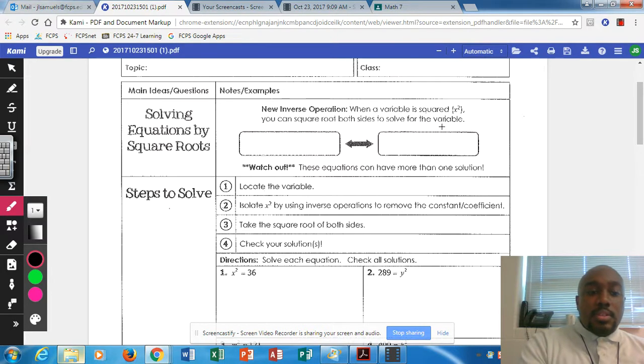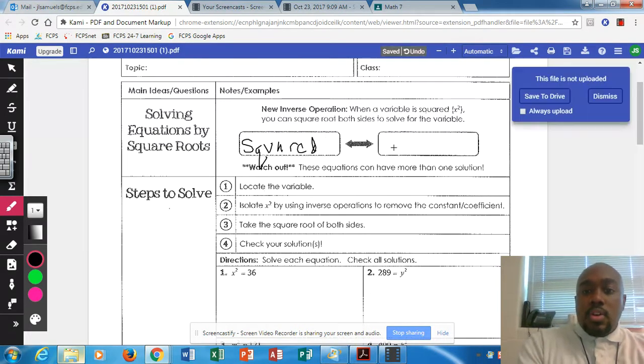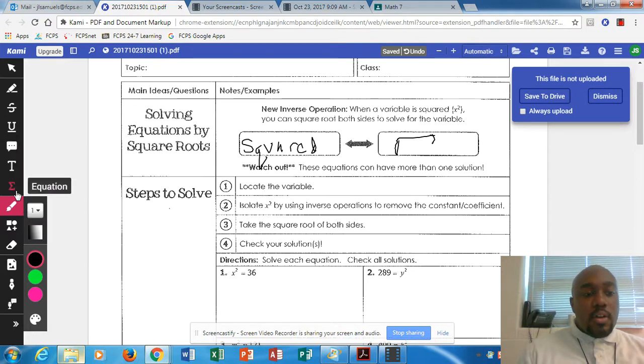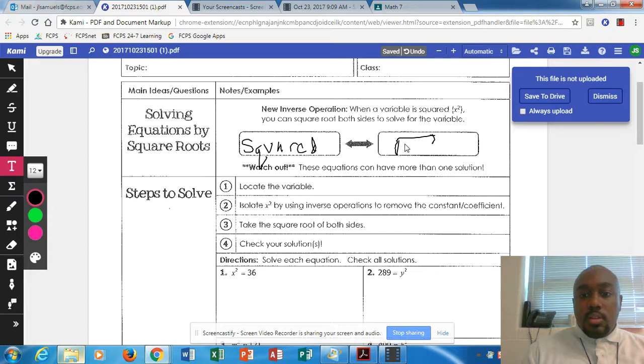So with that being said, if we have something squared, we do the inverse operation, which is the square root. I'm just going to use the symbol to denote that. Let me go ahead and type it in. Okay, so we type it in. We have the square root.